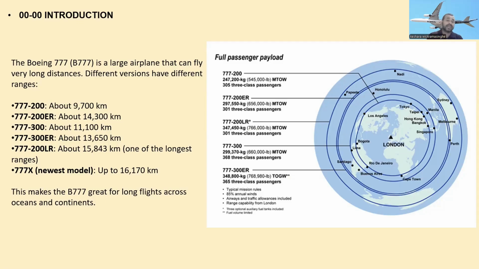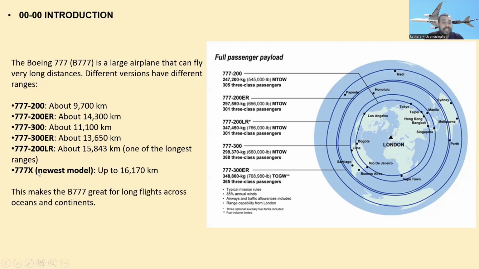For example, Boeing 777-200, extended range ER, 300 extended range, and 200 LR, like this. So let's see, the Boeing 777-200 can fly about 9,700 kilometers, right? The Boeing 777-200ER about 14,300 kilometers, the Boeing 777-300 about 11,100 kilometers, and the 777-300ER extended range about 13,650 kilometers, and the Boeing 777-200LR long range about 15,843 kilometers, one of the longest ranges.